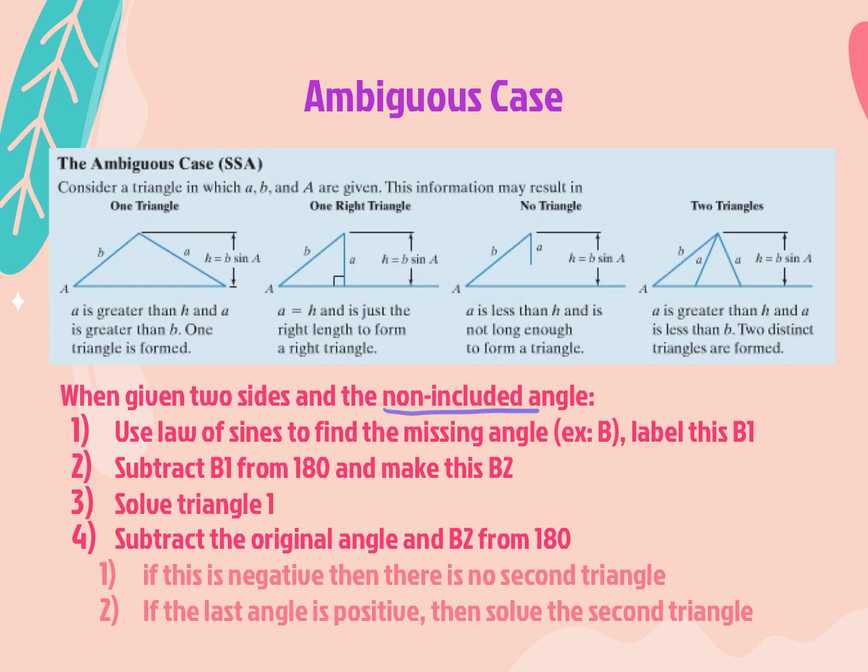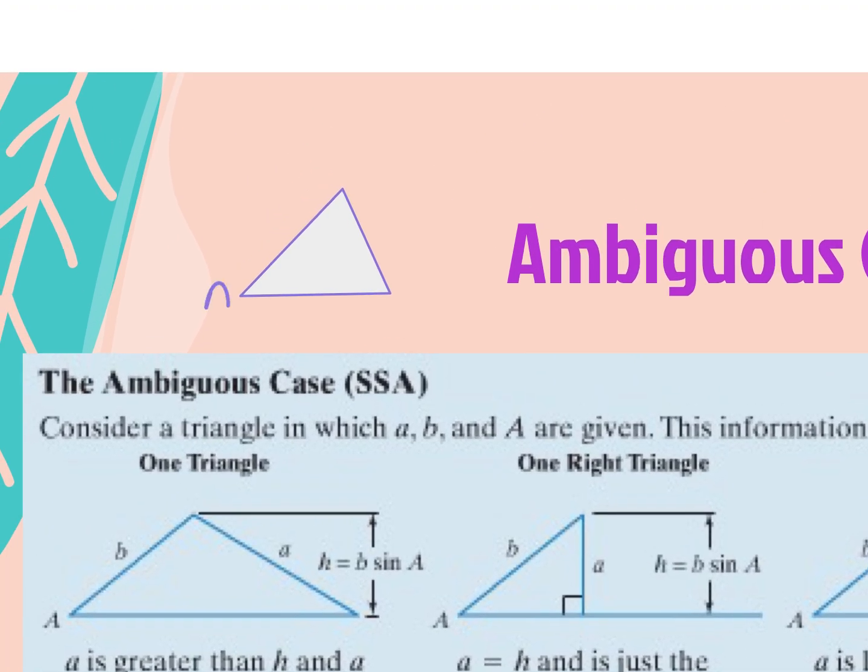Do you remember what an included angle is from geometry? So let's say I had a triangle right here, and I had A, B, and C. This is A, this is B, this is C. All right, let's just say I wanted to label these two sides, side A and side B. What is a non-included angle in this image? Any ideas? There's two of them.